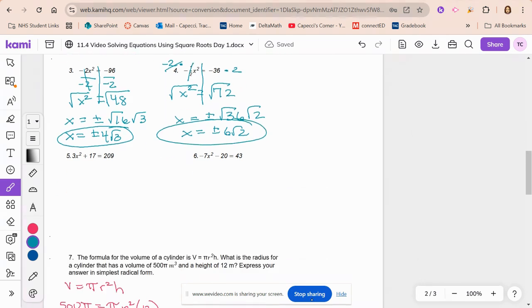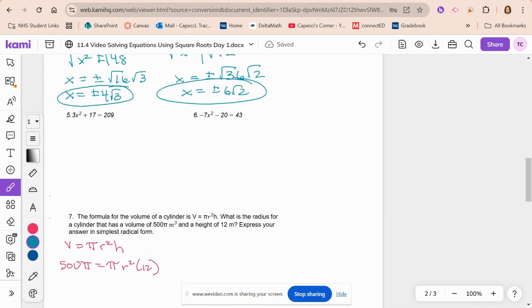All right, let's keep going. We're going to keep building on what we've been doing. So the next one, again, here's my wall. I need to get the x squared by itself. So the first thing I'm going to do is take that 17 and subtract it to the other side, and I have 3x squared is equal to positive 192.